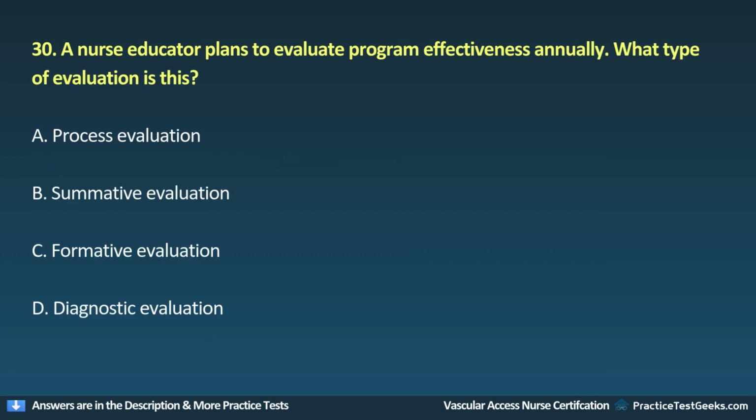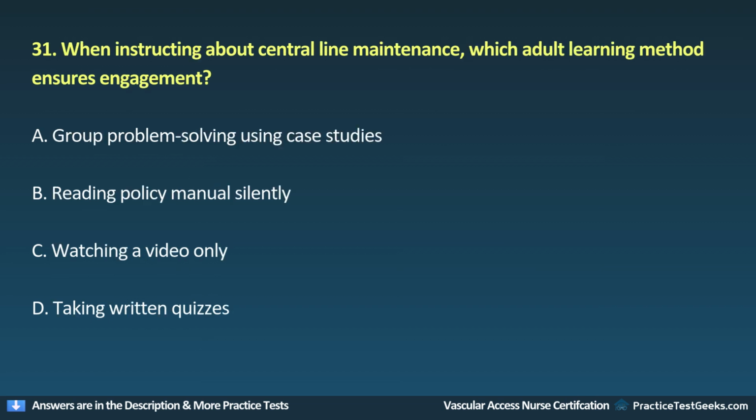30. A nurse educator plans to evaluate program effectiveness annually. What type of evaluation is this? A. Process evaluation. B. Summative evaluation. C. Formative evaluation. D. Diagnostic evaluation.